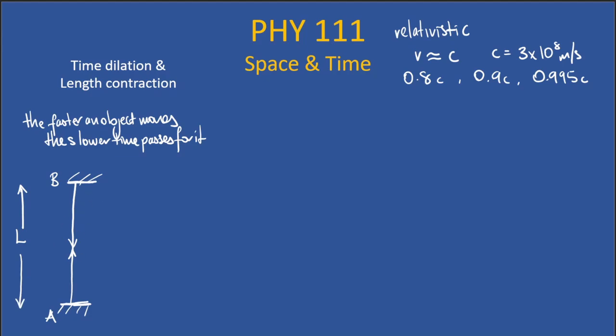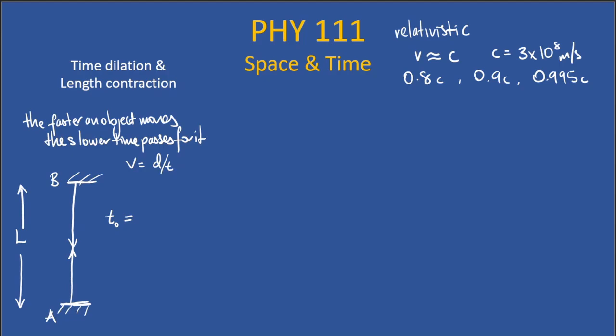So let's ask ourselves, how long will it take for the light to go from A to B and back to A? Remember that speed is distance over time. So time is distance over speed. Going from A to B and back to A, it covers a distance of 2L. We're going to call this time T naught. So T naught is the distance covered over the speed of that light.